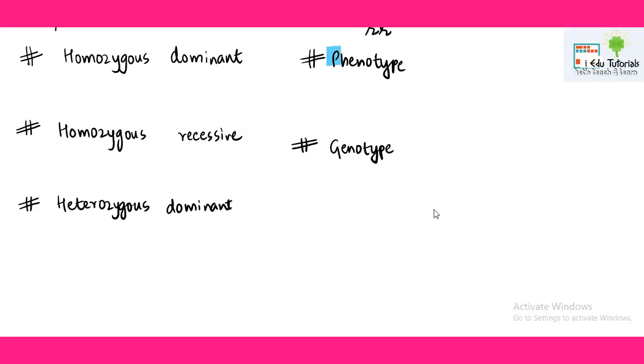Now let's study what is phenotype. You have already seen that alleles could be written like, for tallness, capital T, or capital T, small t, or small t. Now what is phenotype? Phenotype is the morphological expression of an organism.